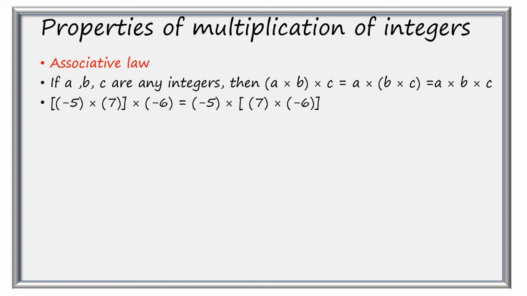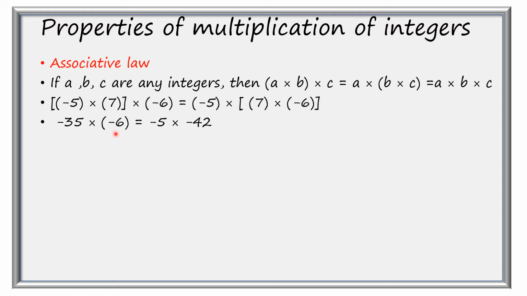How? Let us prove that. One side is LHS and another one is RHS, right hand side. So here minus 5 and 7, the answer is minus 35. And if we multiply 7 and minus 6, the answer is minus 42.